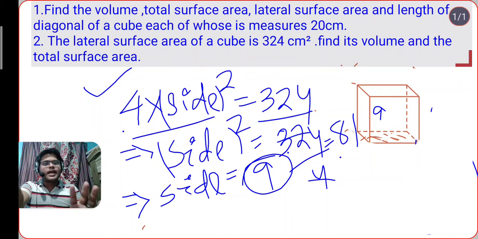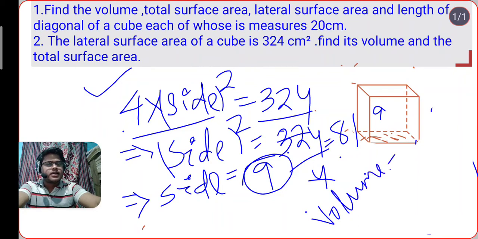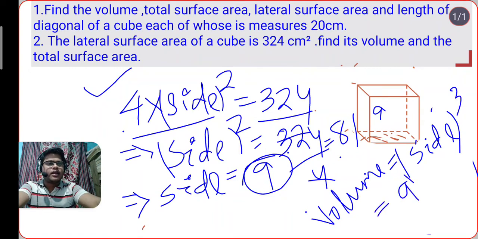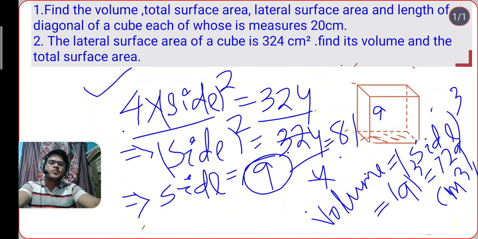So after getting the side, we have to put the formula of the volume, area of the base into height, or for the cube we directly put the formula, that is side cube. So we are getting here 9 cube, that is 729 centimeter cube. Okay, that is the volume.